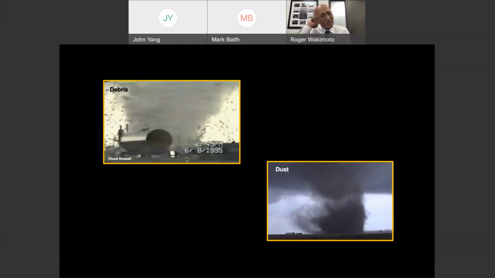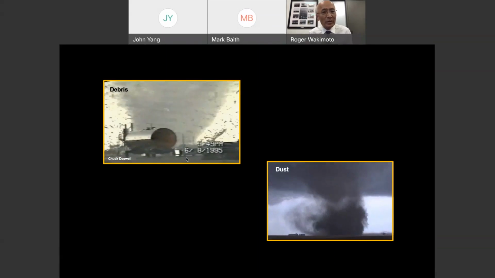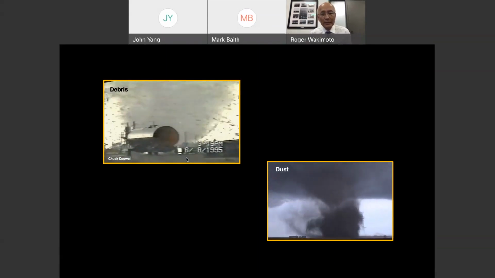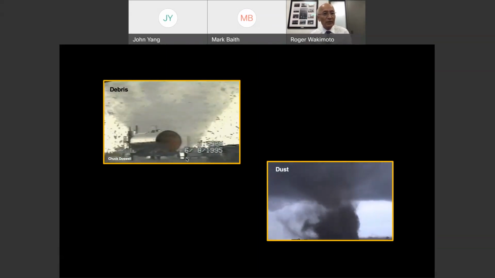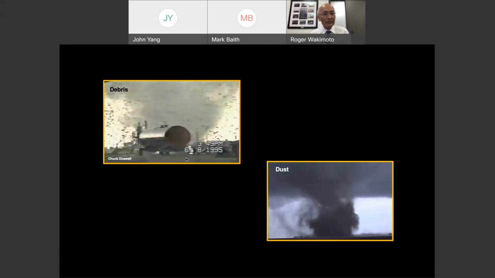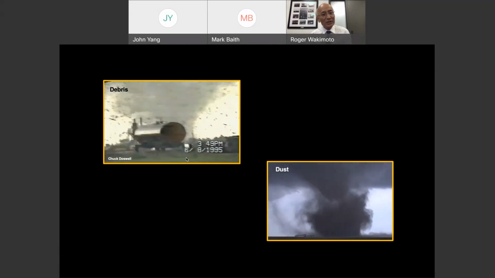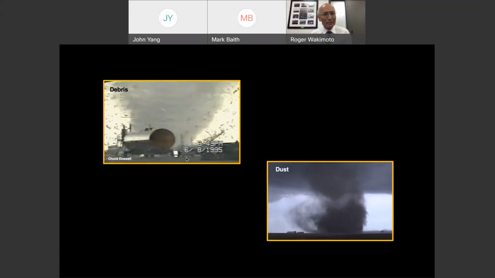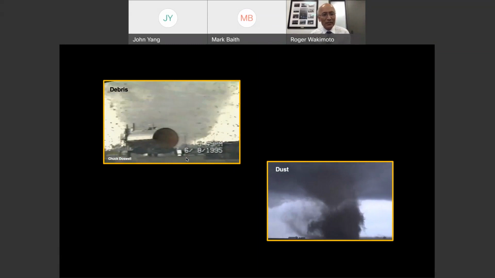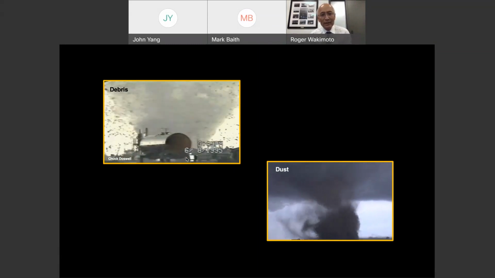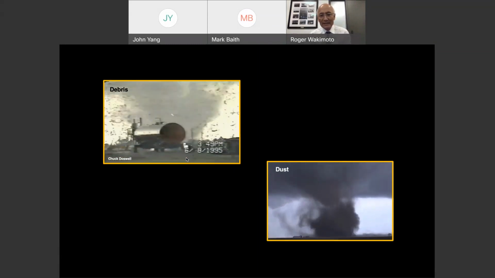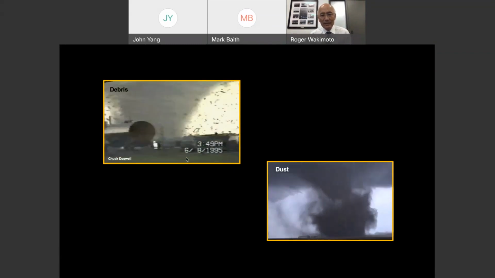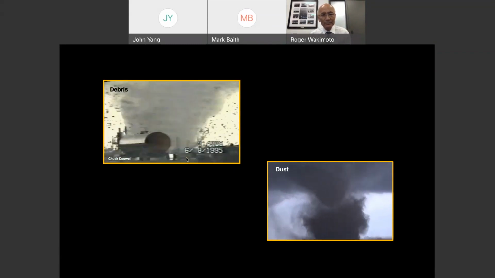So with that, now let me start transitioning into the first part of my presentation, and that's debris. There's lofted debris that surrounds the funnel. On the upper left, it really is debris. And actually, if you study this image, it's huge debris, like buses and cars being lifted. This is a very powerful tornado. In the bottom right, this is more sand and dust being lofted by the tornado.